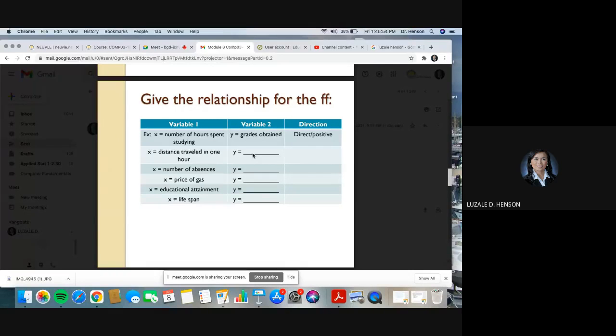Yeah, could be, right? Number of absences, grades may decrease, right? So this is an indirect relationship. I have given this as an example. Educational attainment, I have given that as an example.